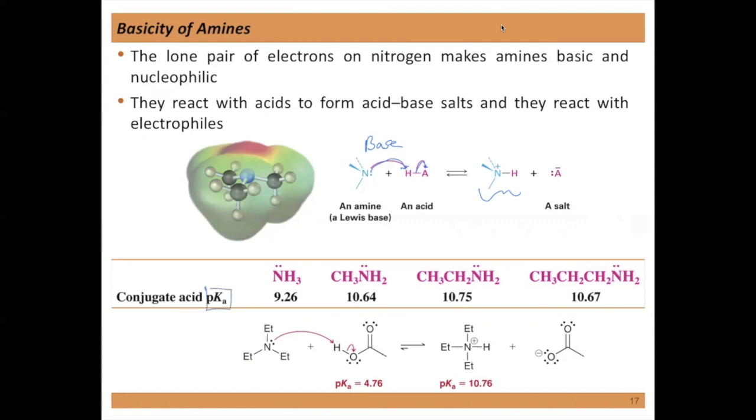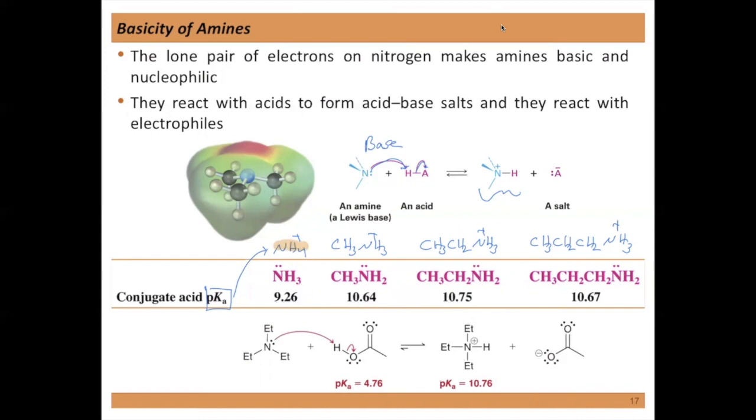the conjugate acid pKa. I'll draw it up here, it would be for NH4+, CH3NH3+, CH3CH2NH3+, and then CH3CH2CH2NH3+. And then the question is, which one of these is a stronger acid? Well, the stronger acid would be this one right here.